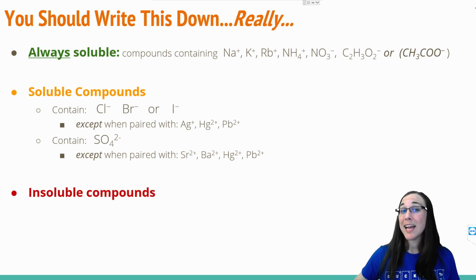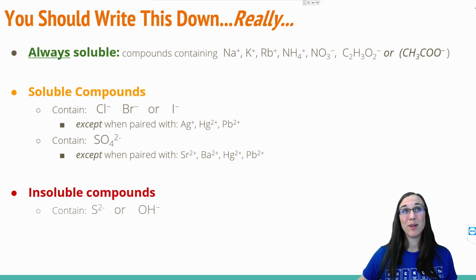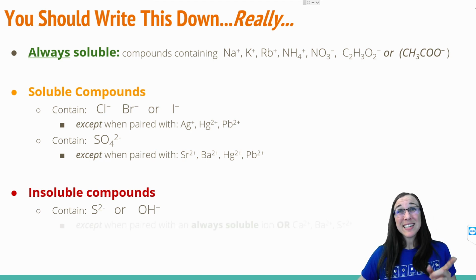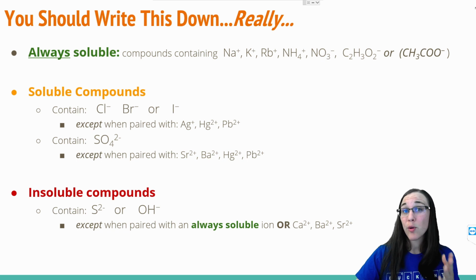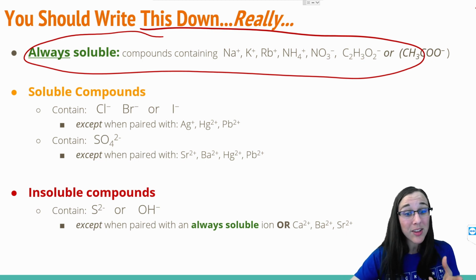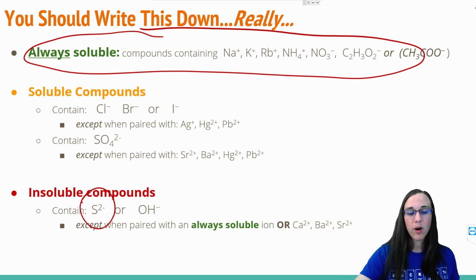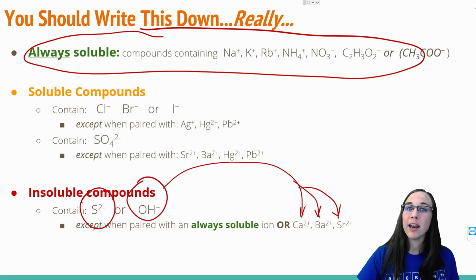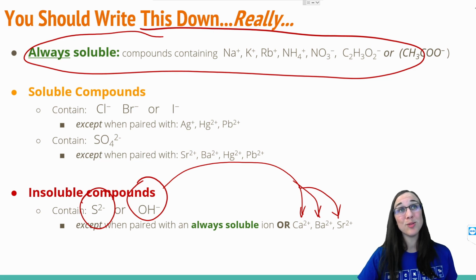Then of course we have the last category of insoluble compounds. Anything that pretty much contains sulfur or hydroxide is going to be insoluble. Of course there are also exceptions here. So it's insoluble unless the sulfur or hydroxide happen to be paired with any of the always soluble ions, then it would still be soluble. Or if the sulfur or hydroxide happen to be paired with calcium, barium, or strontium. Any of those three cations would make sulfur and hydroxide soluble as opposed to insoluble.